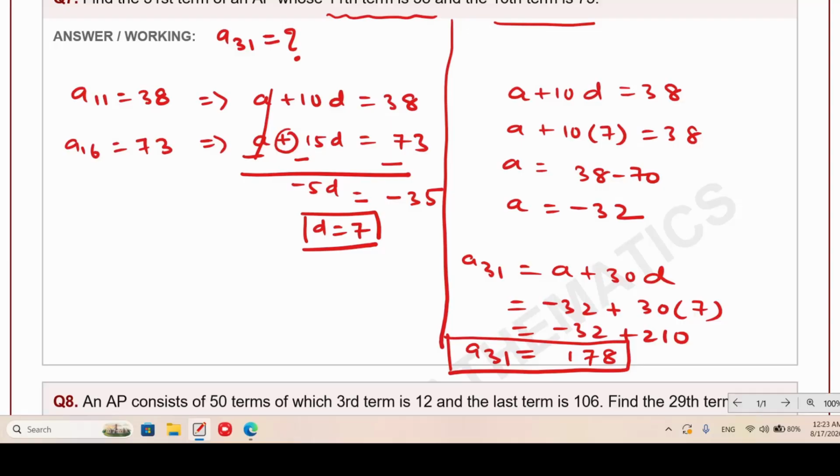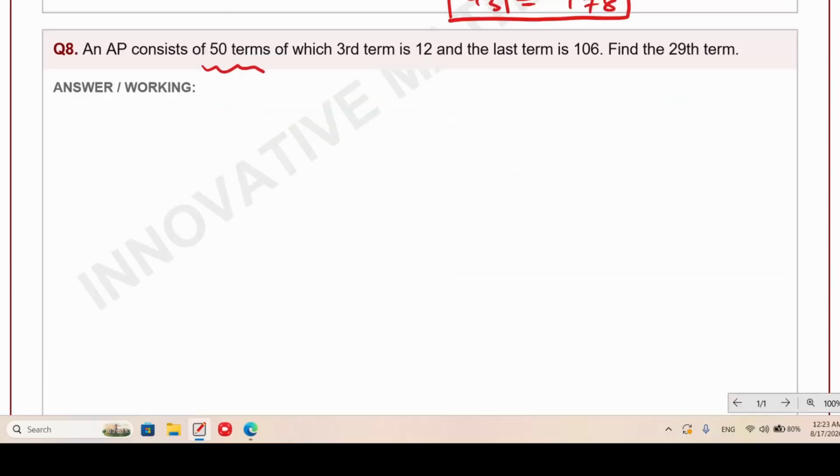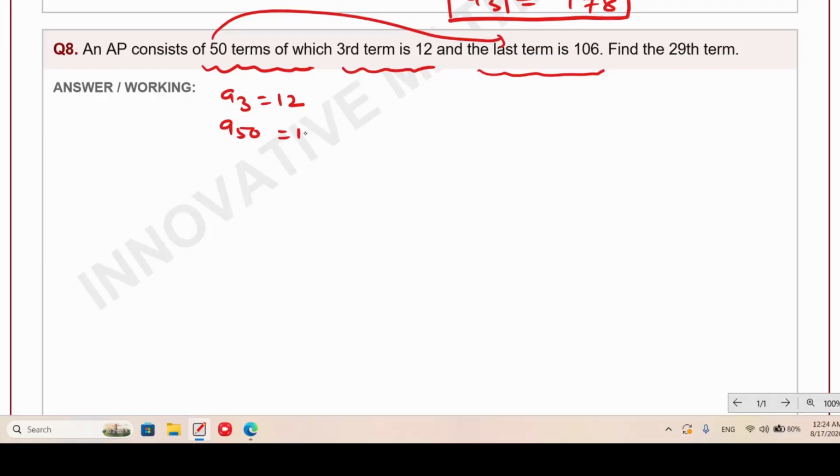Now, an AP consists of 50 terms in which the third term is 12, meaning A3 is equal to 12. And the last term is 106. How many terms are there? 50 terms. It means that A50 is equal to 106. Now, what is given? A plus 2D is equal to 12, and A plus 49D is equal to 106.